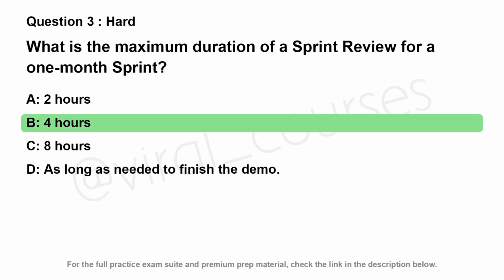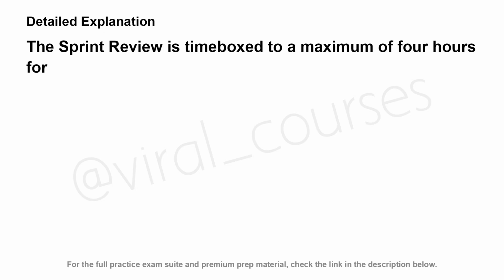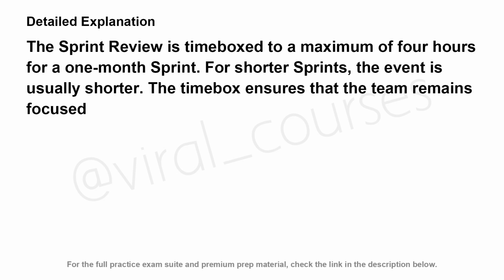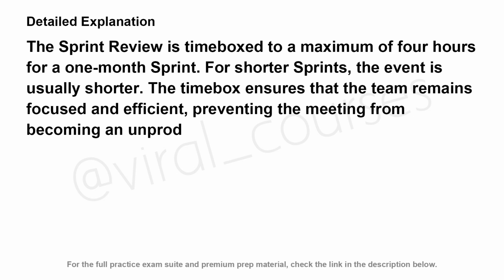The correct answer is B. The sprint review is time-boxed to a maximum of 4 hours for a 1-month sprint. For shorter sprints, the event is usually shorter. The time box ensures that the team remains focused and efficient, preventing the meeting from becoming an unproductive, open-ended discussion.